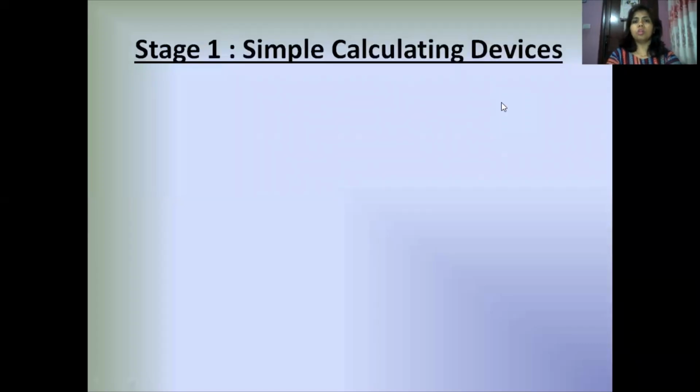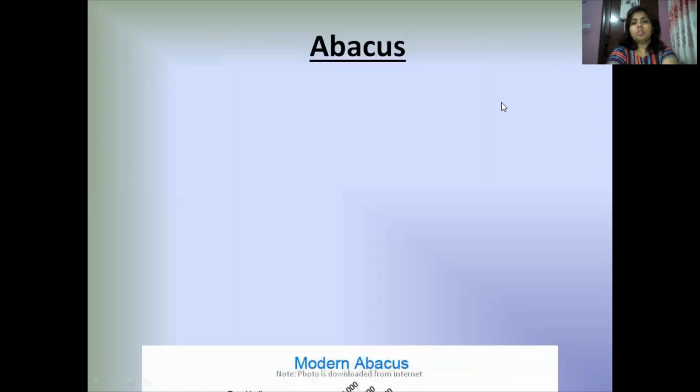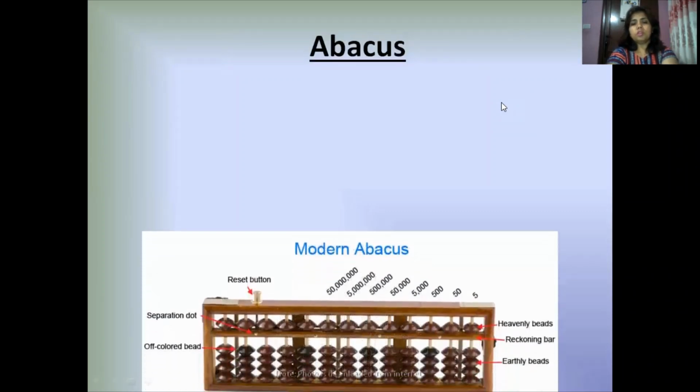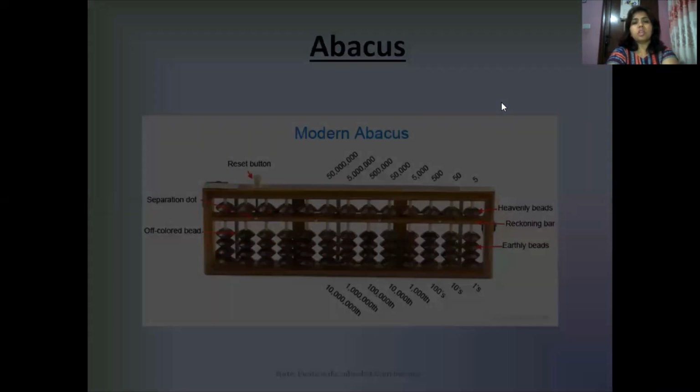Now let us talk about calculating devices. Simple calculating devices. In this category, normally there are three types of devices. They are abacus, Napier's bone, and slide rule. This is the picture of abacus. Abacus is considered as the first device ever invented for calculation.